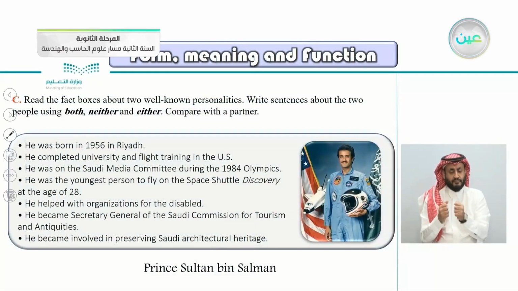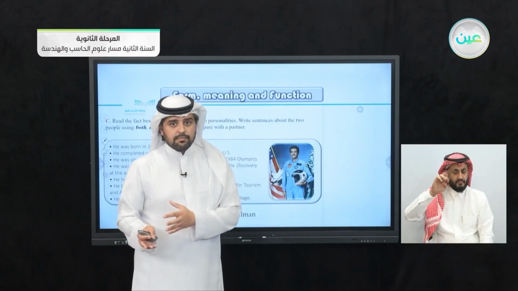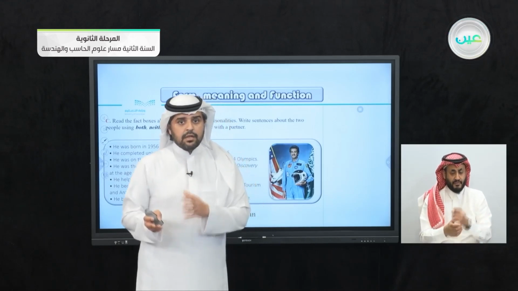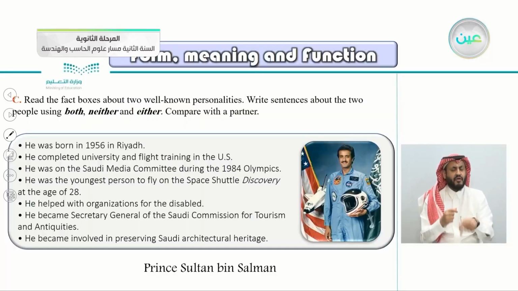Exercise C here. Read the fact boxes about two well-known personalities. Write sentences about the two people using both, neither, and either. So we'll be writing about these two people, Prince Sultan bin Salman and Majid Abdullah, using what we studied today, of course, neither, both, or either.